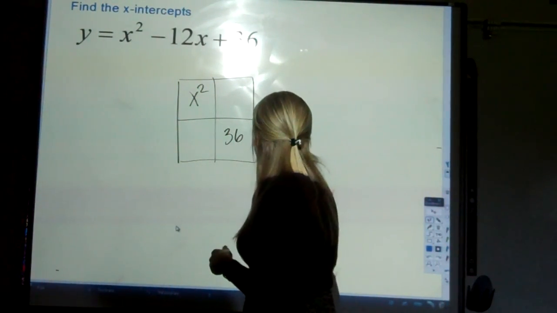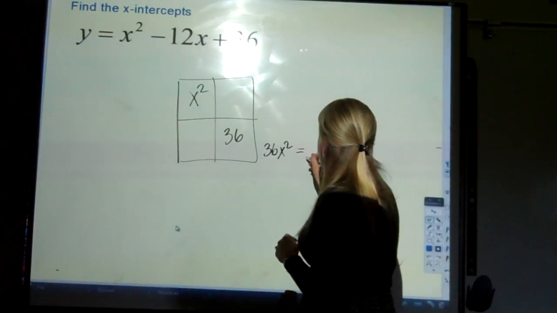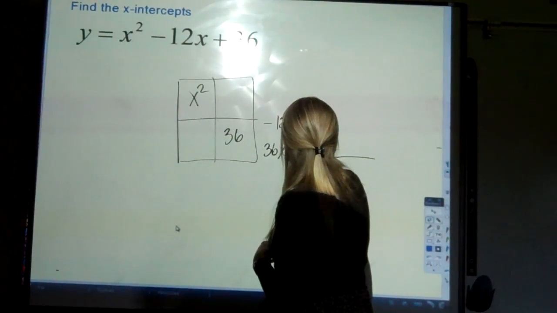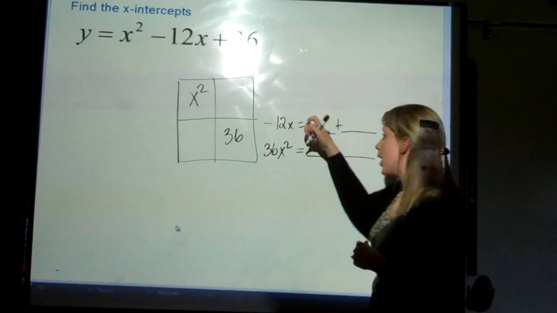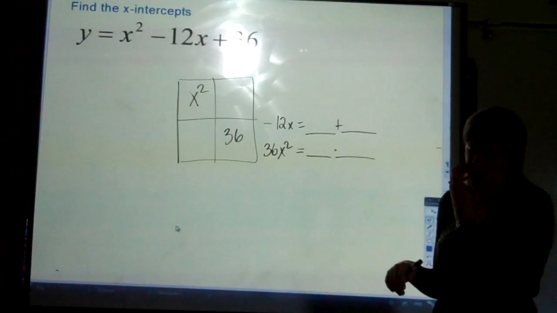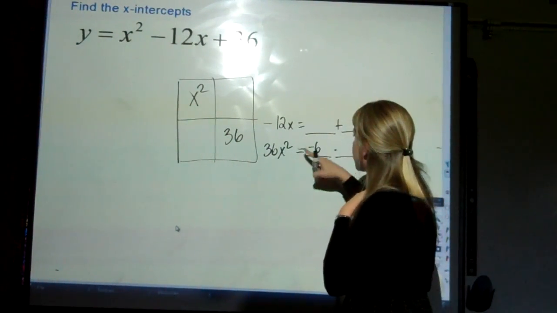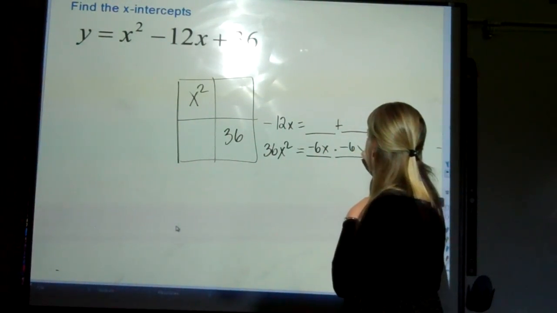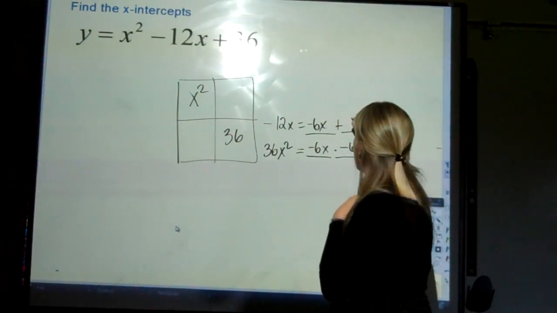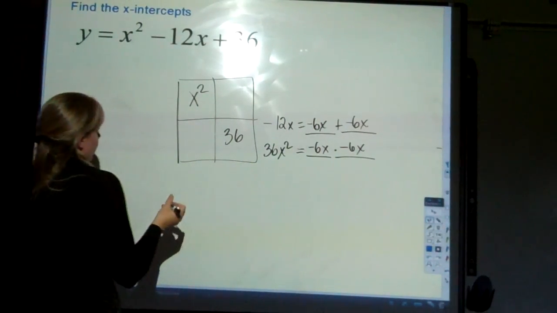Now, when I multiply these, I get 36x squared, and I'm looking for two numbers that multiply to give me 36x squared, but when I add them, I get negative 12x. Now, when I know I'm multiplying to get a positive but adding to get a negative, I know these two numbers have to be negative. And in this case, they're both going to be negative 6, because negative 6x and negative 6x multiply to give you a positive 36. But negative 6x and negative 6x, when you add them, you get negative 12x. So we can go ahead and put those in the box.